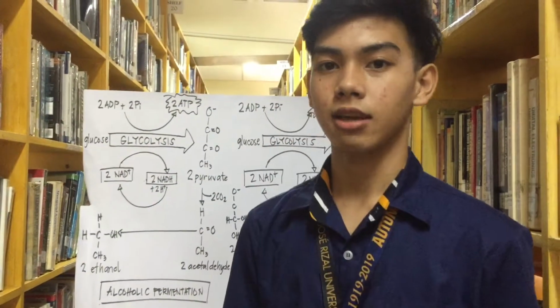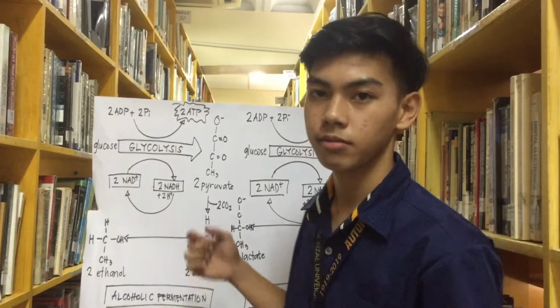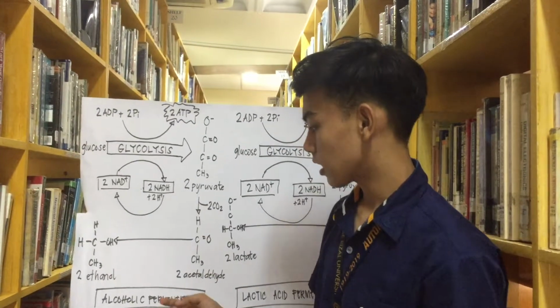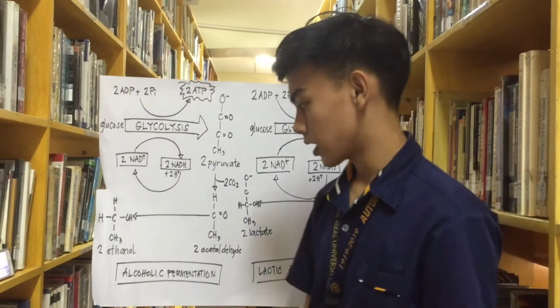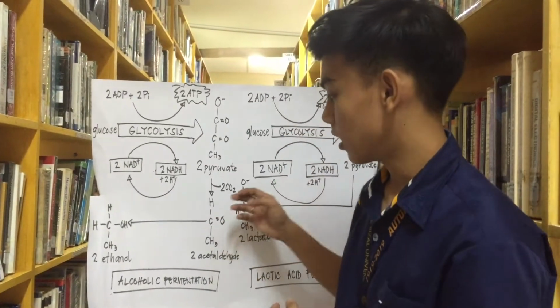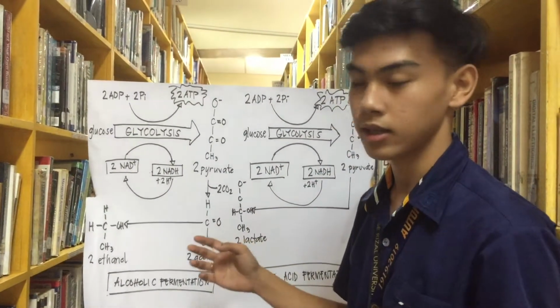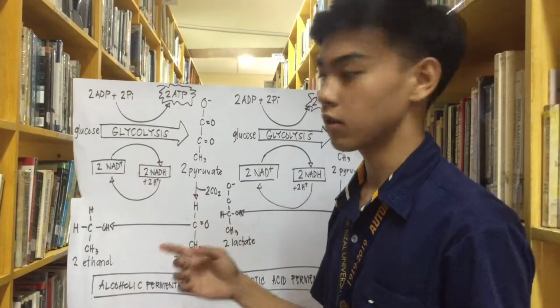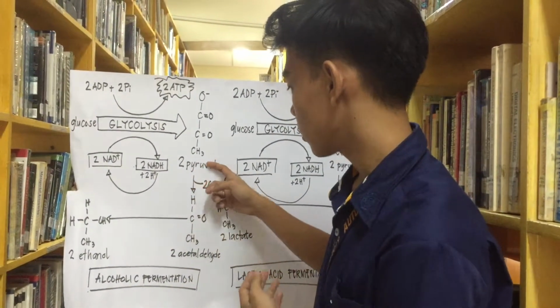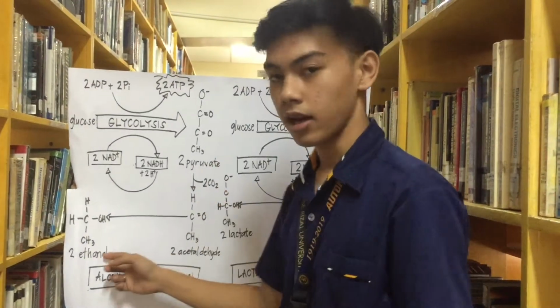Hi guys, I'm Kyle and I'm going to talk about anaerobic respiration, which is the alcoholic fermentation and the lactic acid fermentation, as you can see. We're going to go first to the alcoholic fermentation. The first process is glycolysis. The glycolysis converts the pyruvate into carbon dioxide and the ethanol.